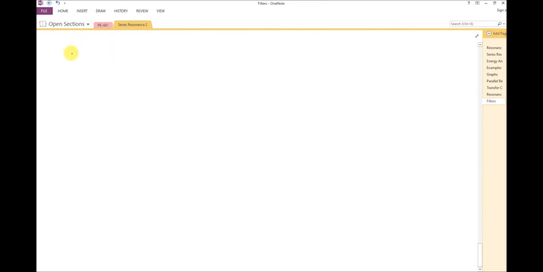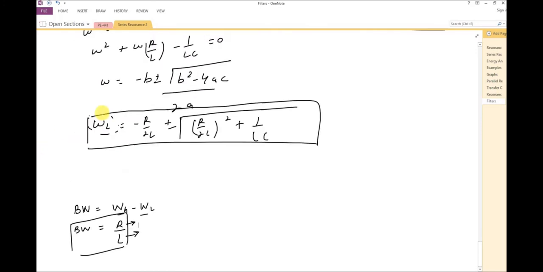After that we found out the bandwidth equation, that is equal to the higher cutoff frequency minus the lower cutoff frequency, and by using the equations for the higher and lower cutoff frequencies, we found out that the bandwidth is equal to the ratio of resistance and inductance of the circuit. So this defines the bandwidth. If you have to change the bandwidth of the bandpass filter, you just have to change the values of resistor and inductor.